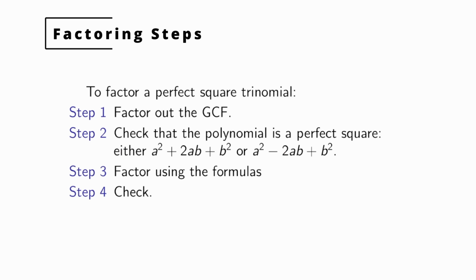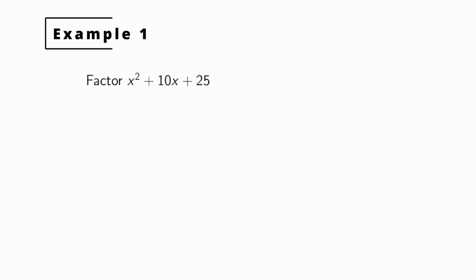Once you've identified that you have a perfect square trinomial, then just factor using the formulas. This is going to be a plus b squared. This is going to be a minus b squared. Finally, you can check your work. We start with a simple example.